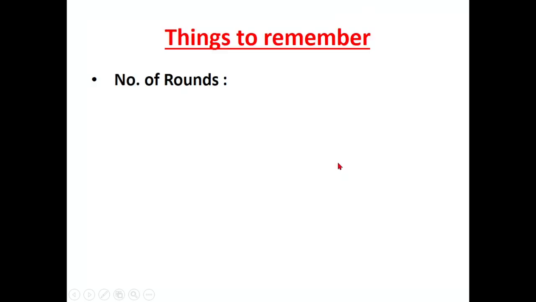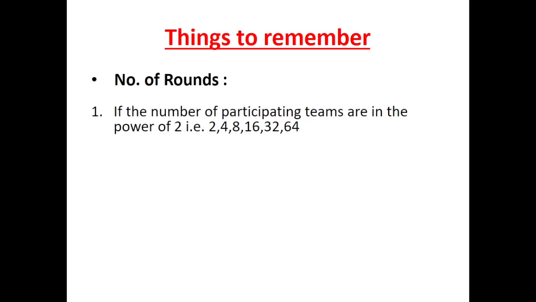Things to remember: number of rounds. What is the number of rounds? You might have heard words like first round, second round, third round, fourth round, fifth round, final round, quarter final round. In case we need to find that out, we follow this. If the number of participating teams is in the power of 2, that is 2, 4, 8, 16, 32, 64. You might have read this in mathematics as well. With an example, I'll explain this to you.